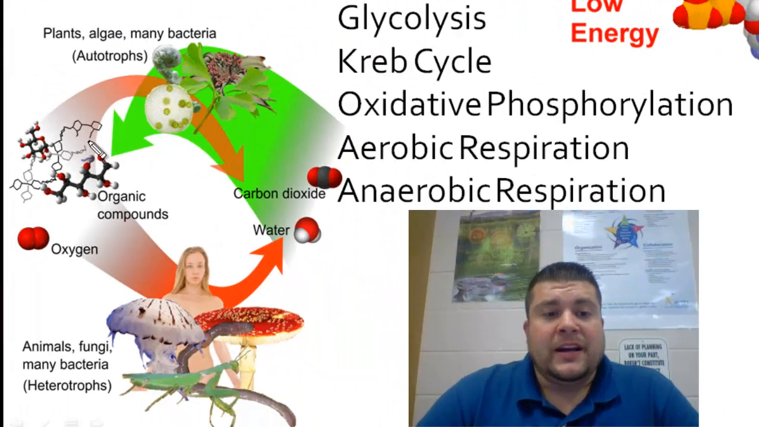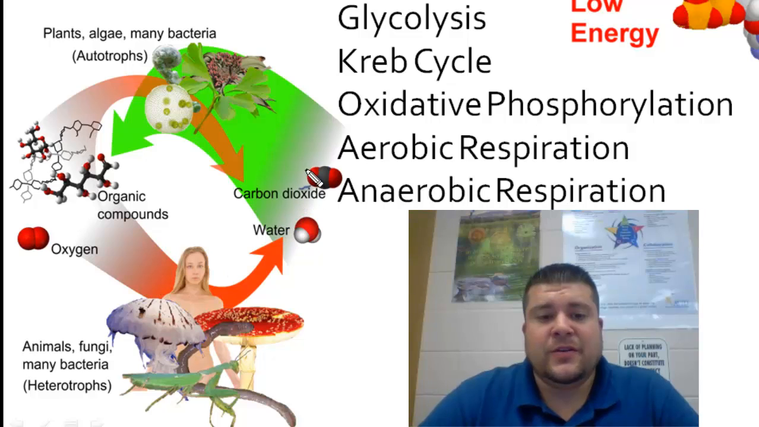When we eat organic compounds such as carbohydrates, we break those down and breathe in oxygen to create carbon dioxide and water. Well, in turn, those carbon dioxide molecules and water go to something called an autotroph, which are plants, algae, and a lot of bacteria, which in turn create the organic compounds and oxygen that we can use.